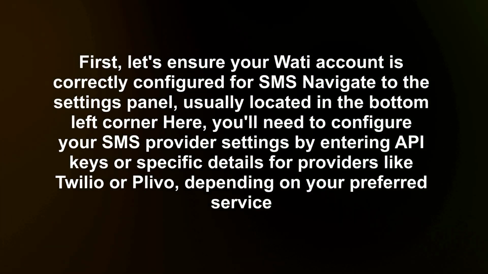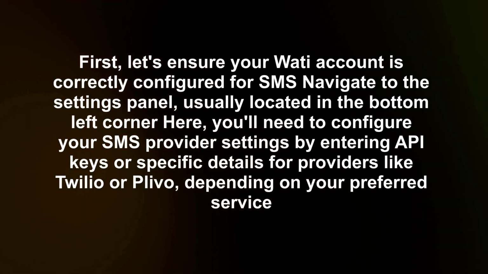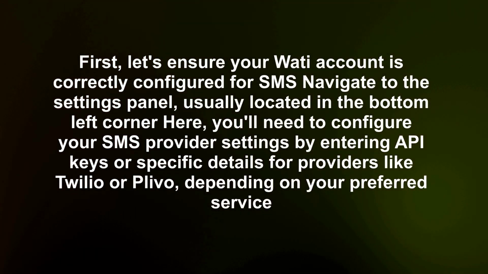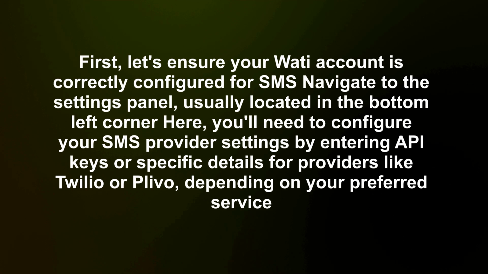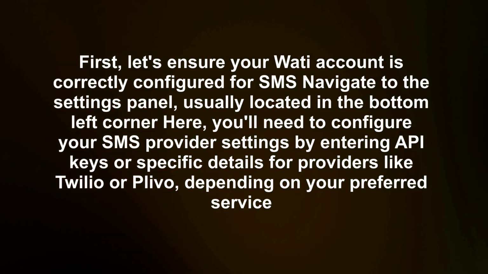Navigate to the Settings panel, usually located in the bottom left corner here. You'll need to configure your SMS provider settings by entering API keys or specific details for providers like Twilio or Plivo, depending on your preferred service.